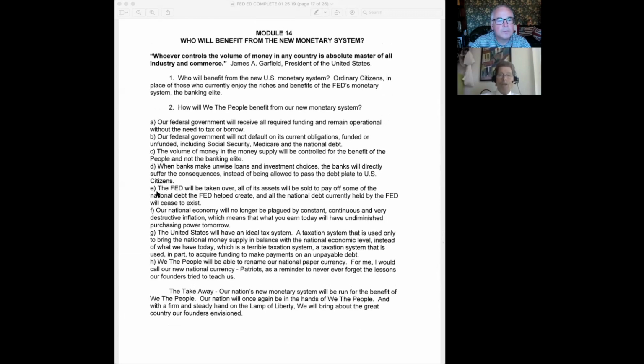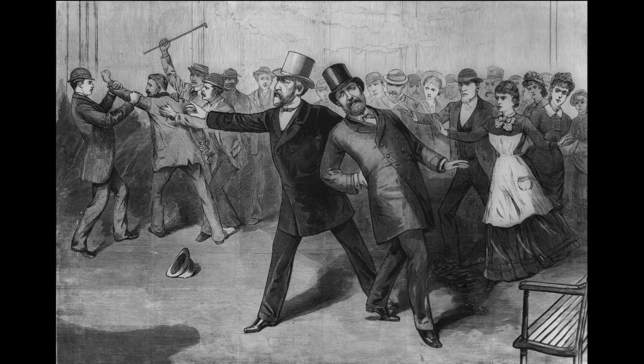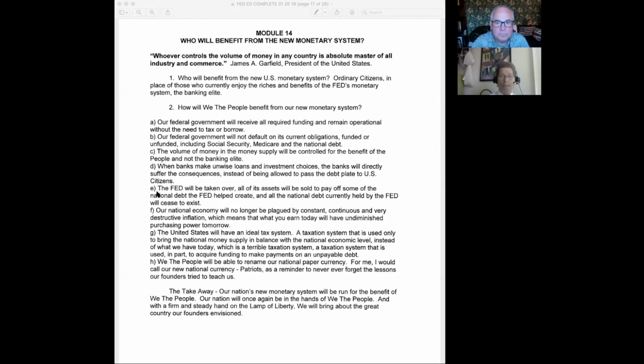This came from James Garfield, President of the United States. Whomever controls the volume of money in any country is absolute master of all industry and commerce. James Garfield. Wasn't he assassinated? Yes, he was. Apparently somebody didn't like his attitude. Henry Kissinger said something to the effect, control oil, control the country, control food, control the people. And I would add this, when you control the monetary system, you control oil and control food. Yeah, and there was Mayer Amschel Rothschild who said, give me control of a country's money and I care not who makes the laws. Right. Yeah, that was the original.